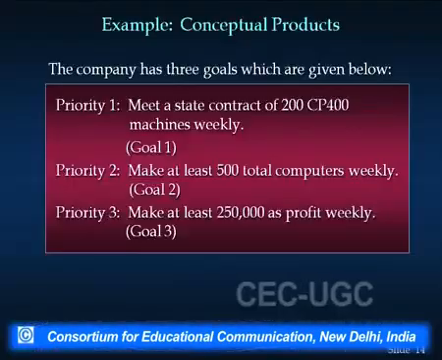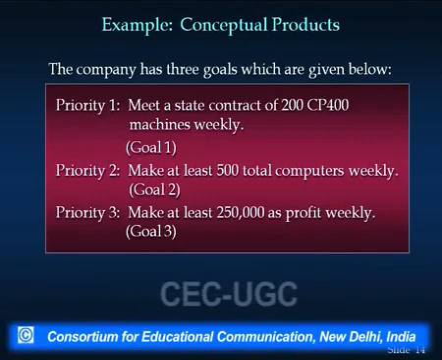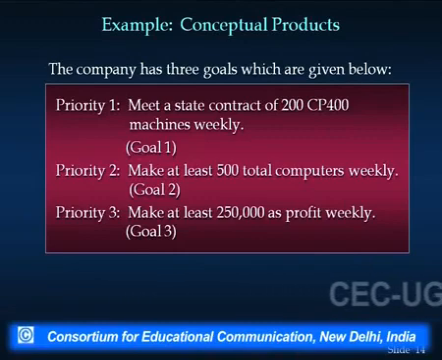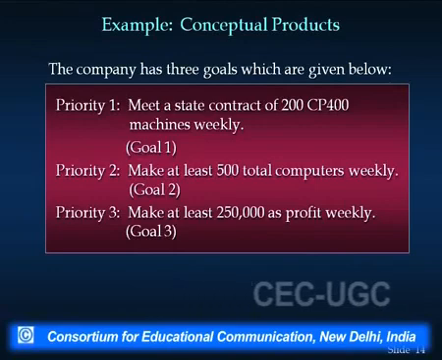Now, this problem gives us 3 priorities which are to be met, to be fulfilled. The company has 3 goals which are given below. The first goal, first priority, meet a state contract of 200 CP400 machines weekly. This is goal number 1. There is a requirement of 200 units of CP400 computer, and this requirement has come from the state. This is priority number 1, which is to be met by all means.